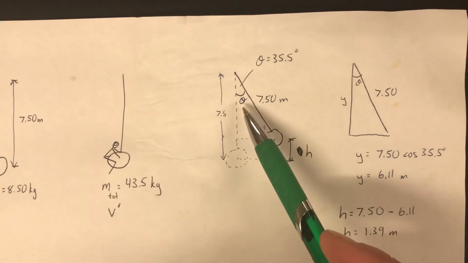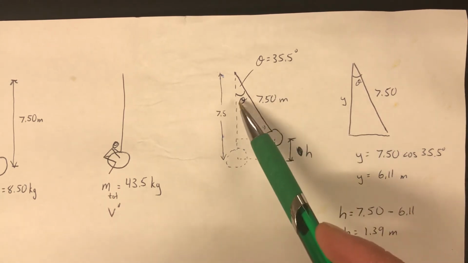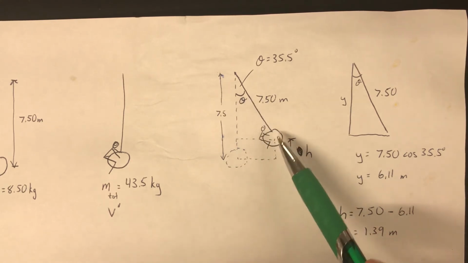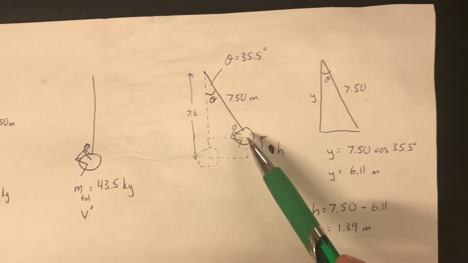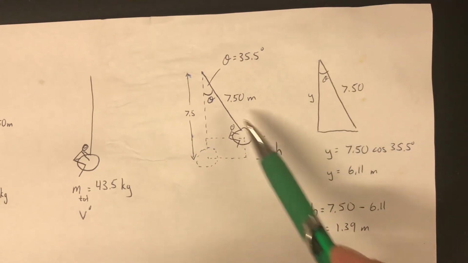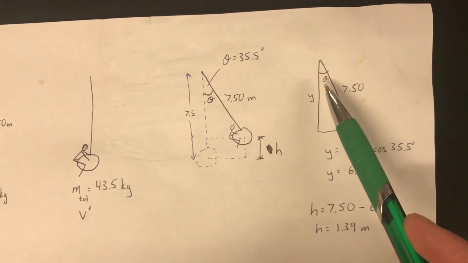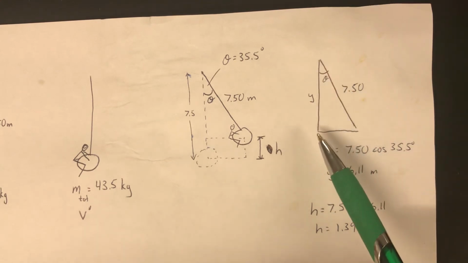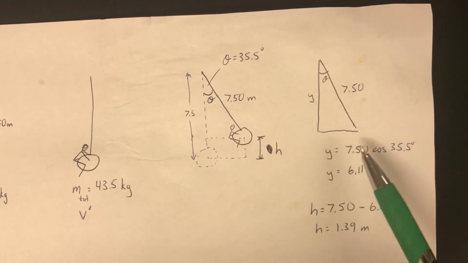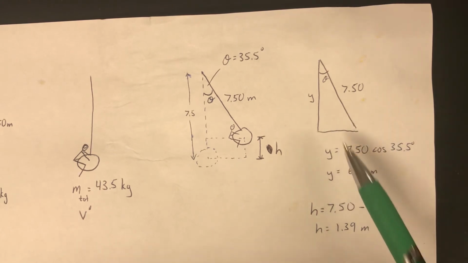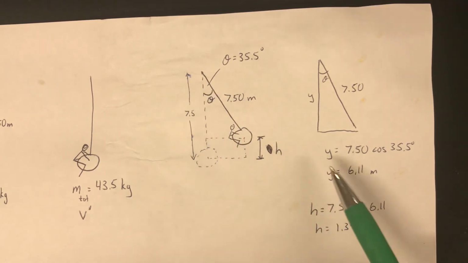So if we're given the angle that it gets to, and that's given in the problem, it's 35.5 degrees, we can figure out how high above the initial position this kid's gone and how much GPE there is. So just by using a little bit of trig here, we know that the length of this is still 7.5 meters. We're given the angle. So to find this vertical distance here, I'm going to just call it y. That would be the 7.5 times the cosine of the angle. So we know that the length from this point to this point is 6.11 meters.